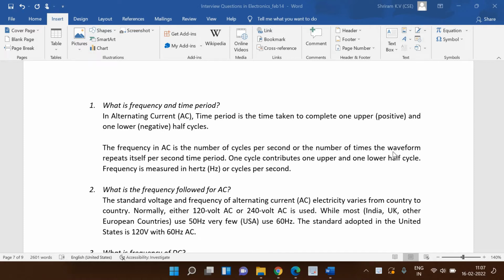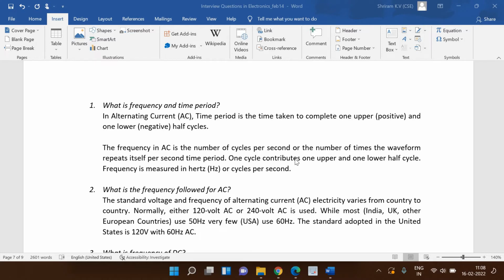The frequency in AC is the number of cycles per second or the number of times the waveform, which includes the positive and the negative, repeats itself per second. This is a very important point. One cycle contributes one upper and one lower half cycle. Please remember it. Frequency is always measured in hertz or cycles per second. But normally when we say it, it's in hertz.